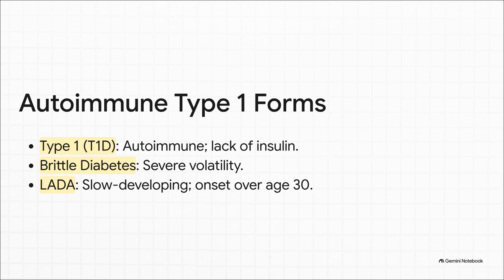Then we've got LADA, which stands for latent autoimmune diabetes in adults. Just like type 1, it's an autoimmune reaction, but the onset is usually in patients over the age of 30, and it develops much more slowly. Spotting these specific terms in a chart ensures you capture the exact etiology the physician is actually treating.